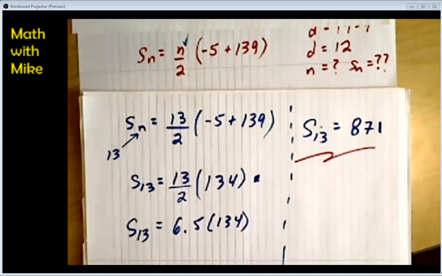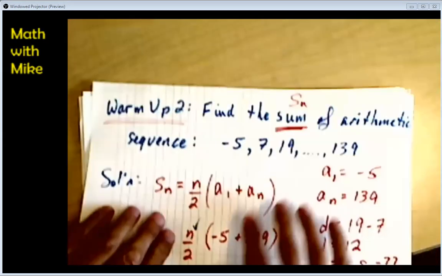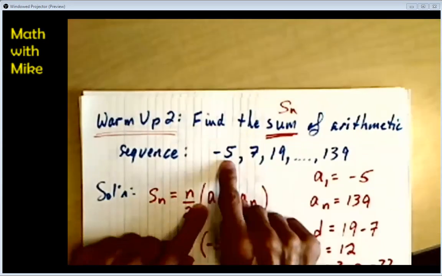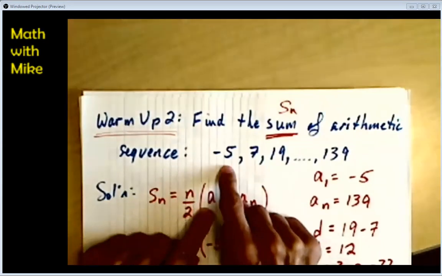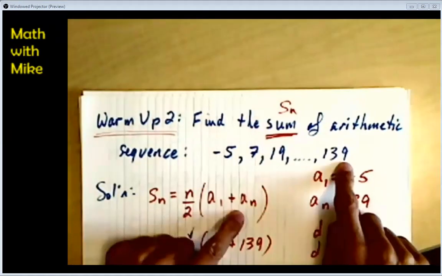A plus AN is what it is. Yeah, can go back here. Question is when to use the other formula. We have our first term, which is A1, which is -5. And we happen to have our last one, 139.